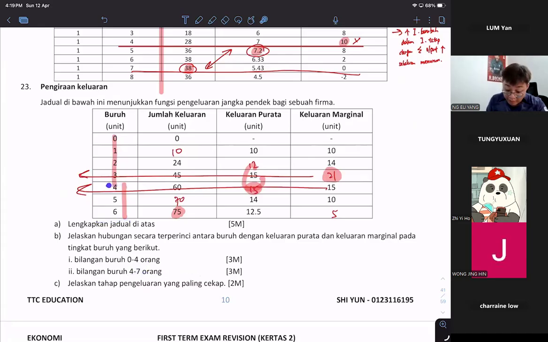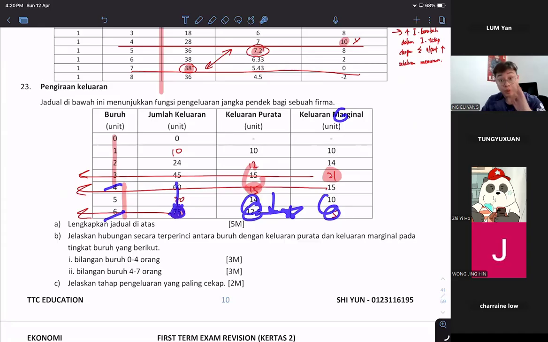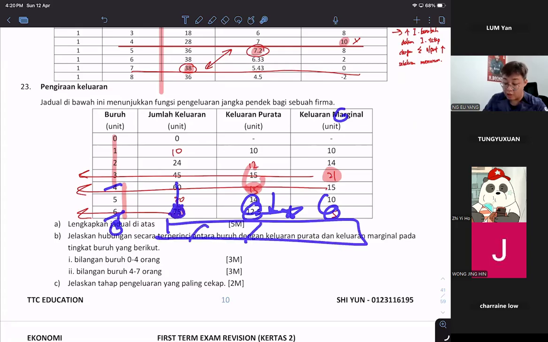Okay, so when buruh, so this is your another maximum point, right? So try to draw another line. So apabila buruh increasing from 4 to 6, jumlah keluaran increasing to 75 dan mencapai nilai maksimum. So this is your fourth mark. Okay, so keluaran purata and keluaran marginal decreasing to 12.5 and 5 unit, second mark. So what is the last mark? Apabila buruh increasing from 6 to 7, all the jumlah keluaran, keluaran purata dan keluaran marginal is going to decrease. This is your third mark.